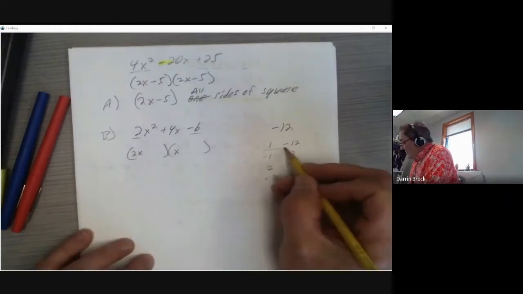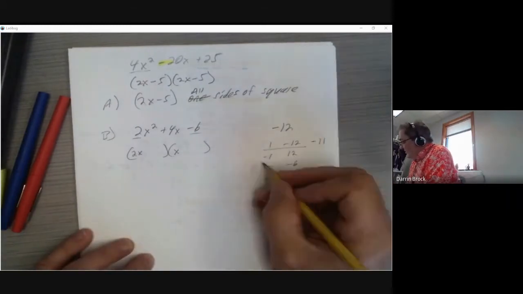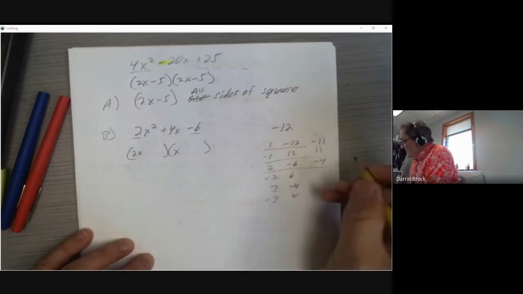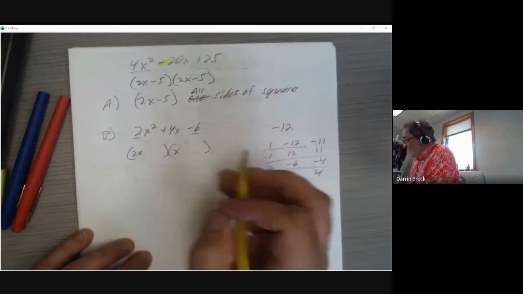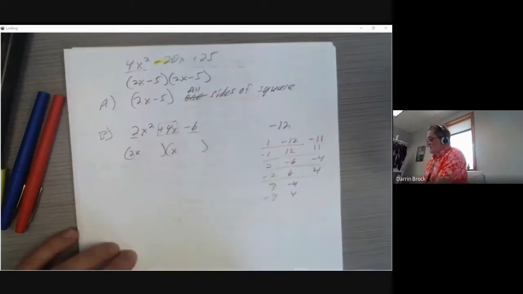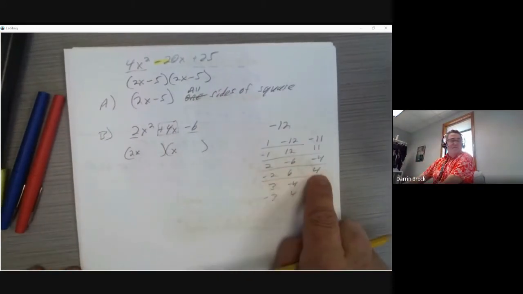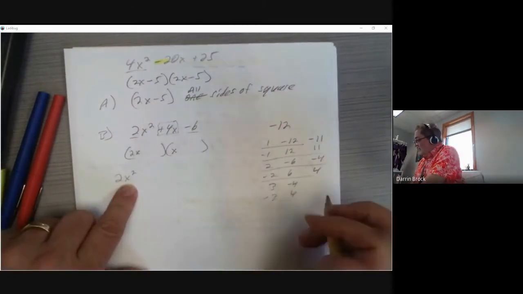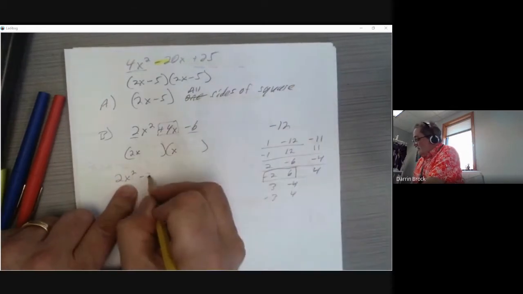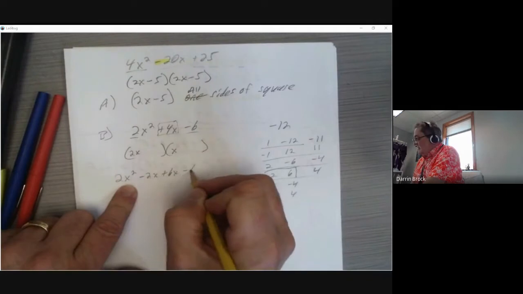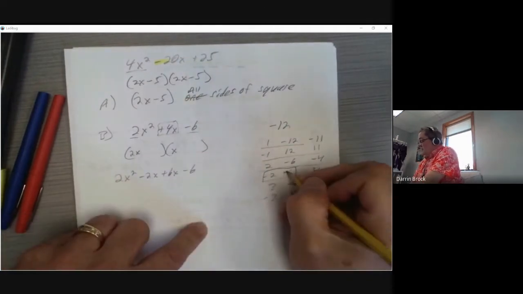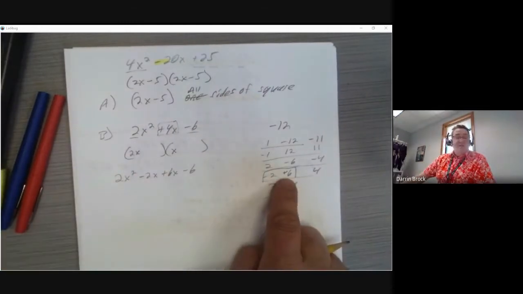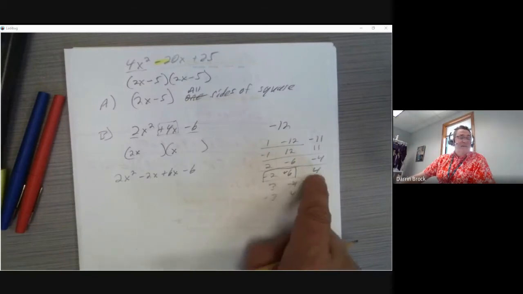So if we add these together, 1 plus a negative 12 is a negative 11. Negative 1 plus 12 is a positive 11, right? 2 minus 6 is negative 4, negative 2 plus 6 is positive 4. We're looking for which one equals this. Oh, it's this factor here. That means we can break this down to 2x squared, we want this one, minus 2x plus 6x minus 6. See, this is a positive 6. So our middle term, this 4x, is going to be broken down to a negative 2x and a plus 6x, because those add together to give that 4.